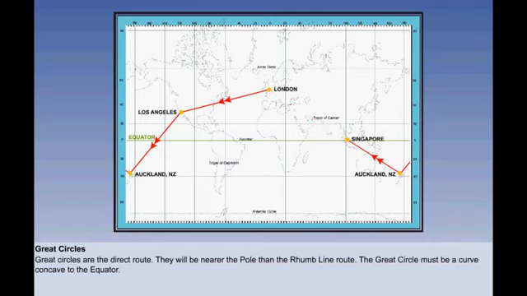This is on a Mercator chart, so the straight lines joining these points are all rhumb lines. However, always bear in mind that they are not the shortest route. It is a distortion of the chart.